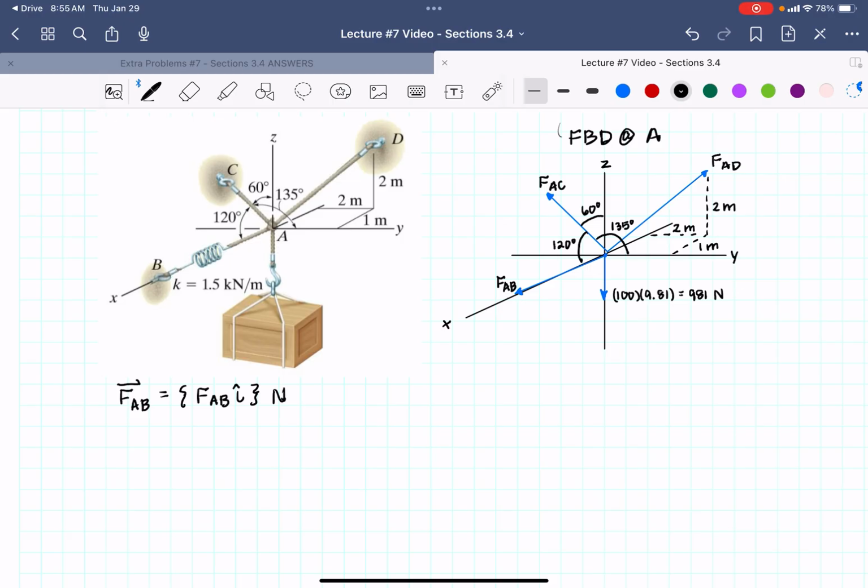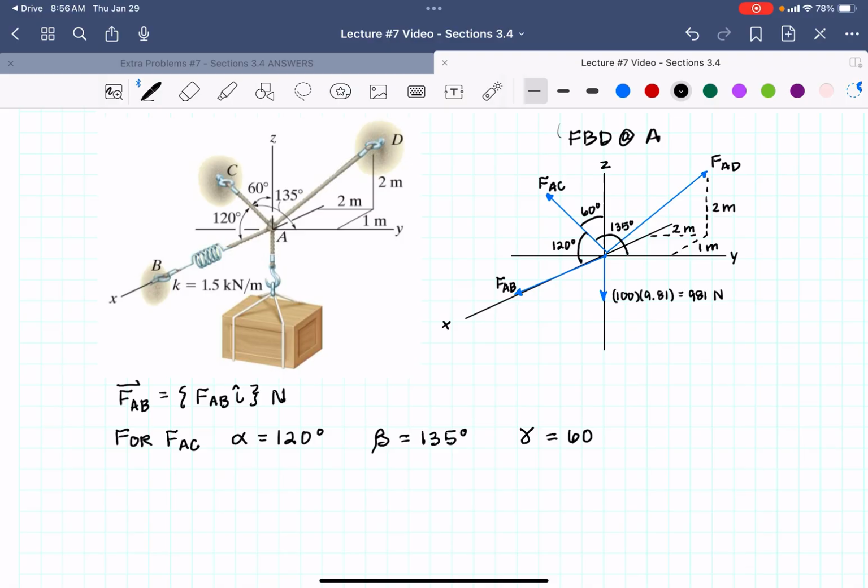When we look at FAC, it's given us all of the angles that we need to solve for the components in a 3D vector. It's given us alpha to the positive x-axis is 120 degrees. It's given us beta to the positive y-axis, which is 135 degrees. And it's given us gamma to the positive z-axis, which is 60 degrees.